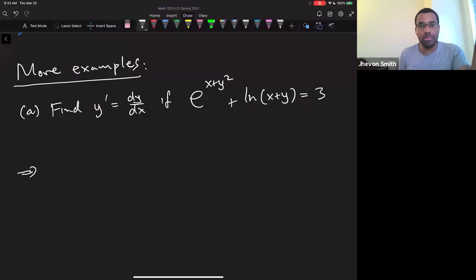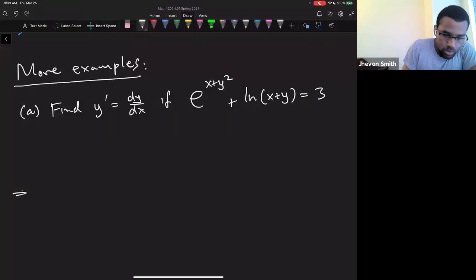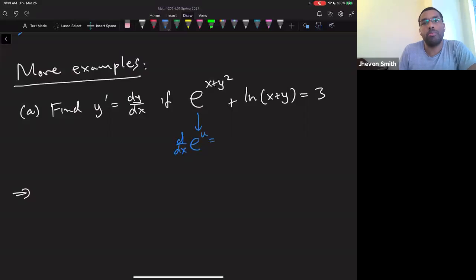How do I differentiate e to the anything? Well, the derivative of e to the u is what? e to the u. No. Notice that I have a d/dx here. x is the independent variable, which means u is some other function. Isn't it u prime e to the u? It's u prime e to the u, right? We differentiate an exponential by taking the derivative of the power times the original function.